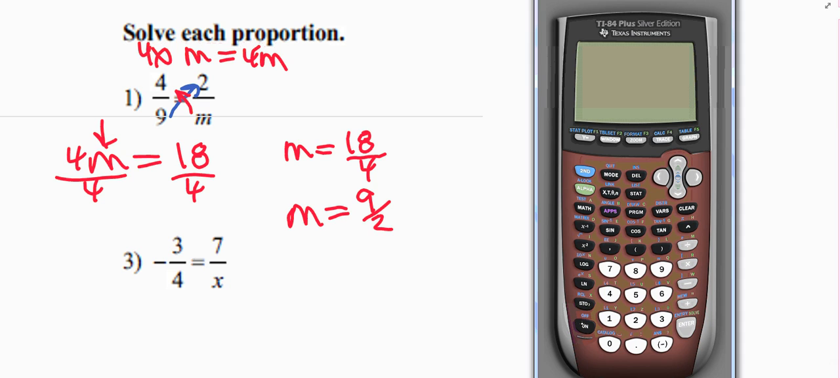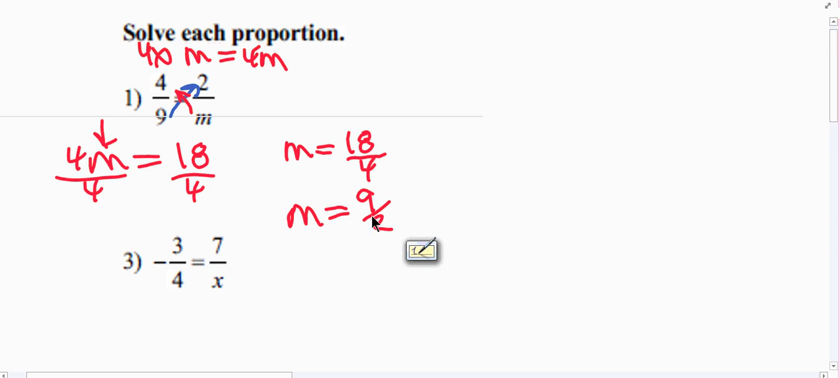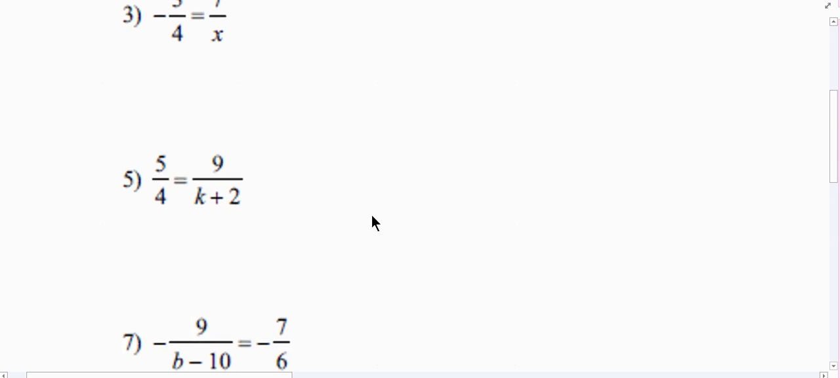Alright, let's review our calculator here. So we're going to turn this calculator on, and we're going to see if this fraction doesn't reduce. So recall that the alpha button and the y equals will give us our numerator denominator, and we can just type in that original 18 over 4, and it'll reduce for us automatically. So we have 9/2 as our answer. Alright, let's move on to the next problem.